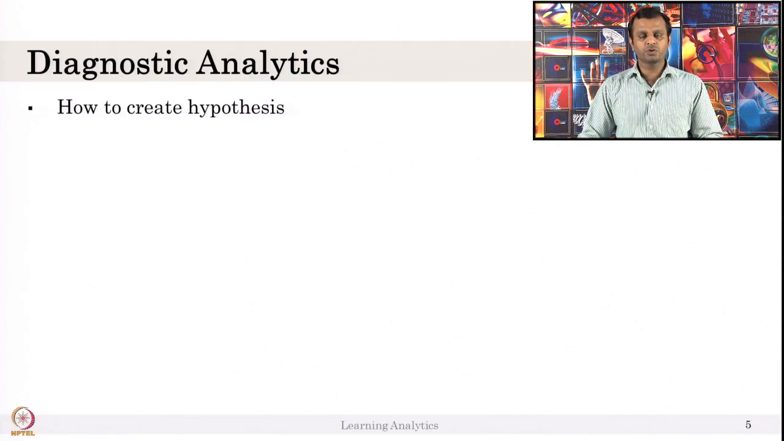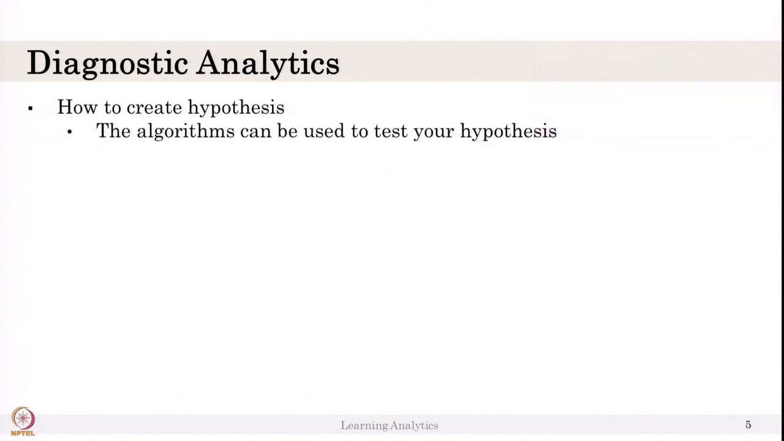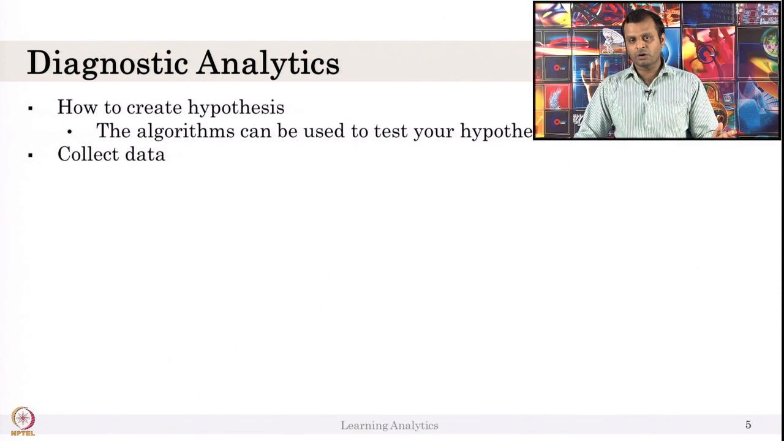So, how do you create a hypothesis? This is very important, because you have data, the dependent data and also the independent data. How do you come up with the hypothesis? The algorithm can be used to test your hypothesis, but the algorithm will not create a hypothesis for you. An algorithm cannot create a research question for you. The algorithm can be used to test your research questions, the questions you have.